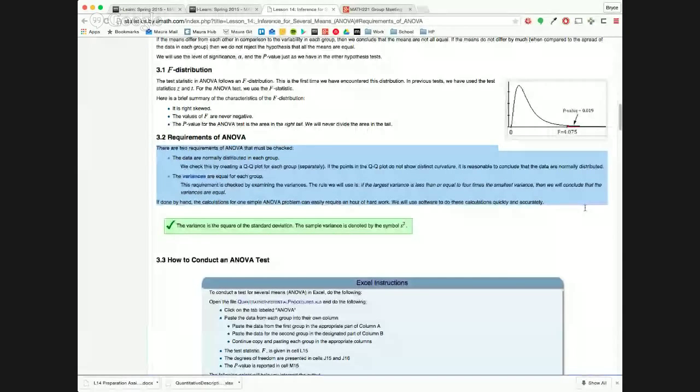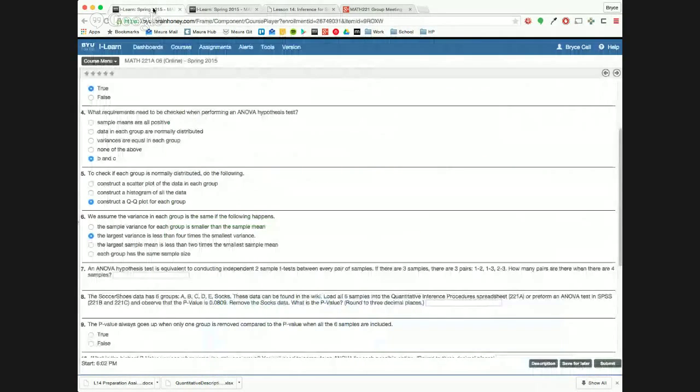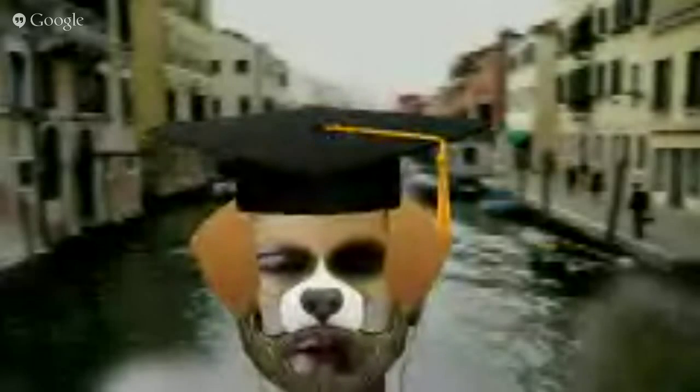So it says that there are 2 requirements for ANOVA, and it basically says word for word what's in those questions. Oh, okay. Yeah, let's go for B and C then. Yeah, no point in. I do remember something about that, but I think it was probably talking about something else.